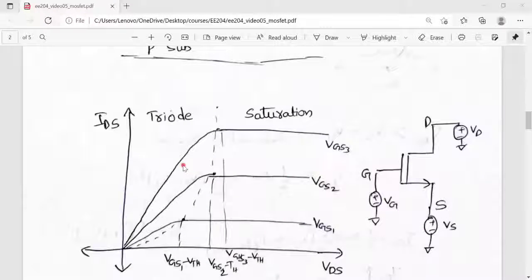The IV graph is similar to BJT. IDS is on the y-axis and VDS is on the x-axis. Then this region is known as saturation. This is known as triode region. When VDS is less than VGS minus VTH, where VTH is known as threshold voltage, this is horizontal, and when it is less than VGS minus VTH, it is in this region, the triode region.